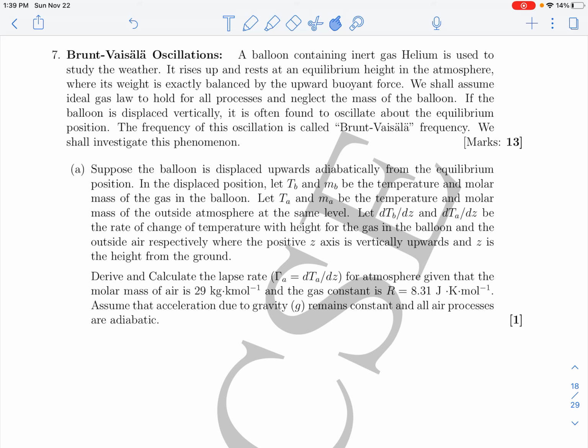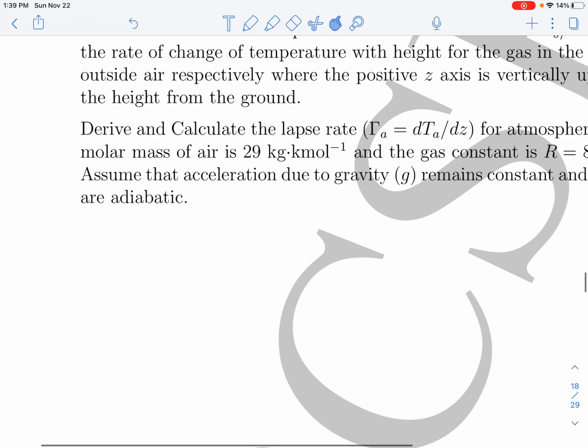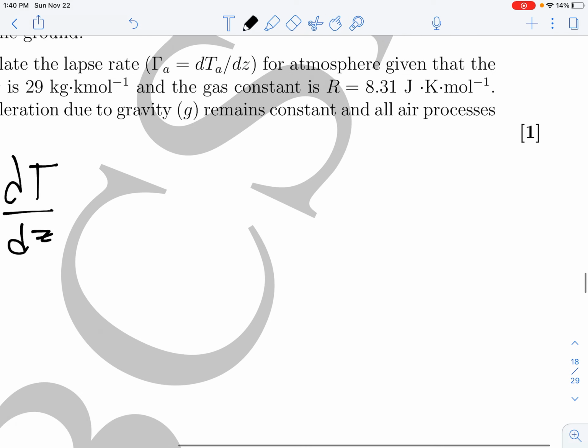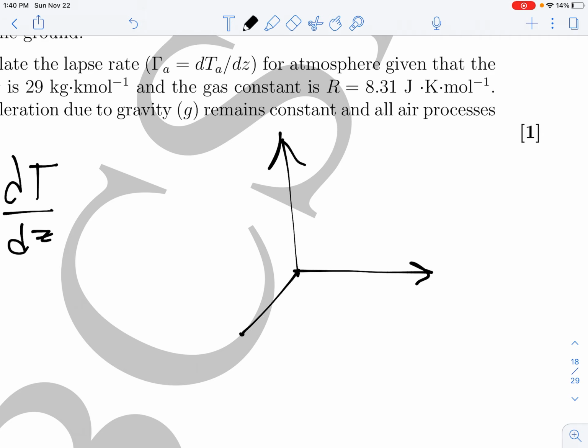Alright, so we had to derive the adiabatic lapse rate, which is given as Γ = dT/dz, where z is the height. So consider a coordinate axis like this. The z is going to be here, and you can say x and y. So it's going to be the vertical distance that the balloon is moving on.